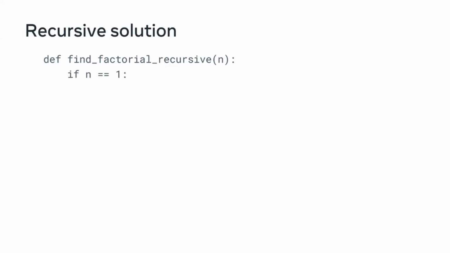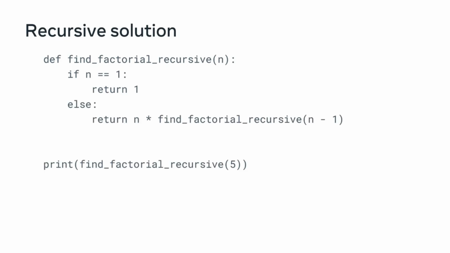Now let's explore the recursive solution to the same problem. The recursive function is simpler and more compact. The main reason for this is that you no longer need the for loop to do the iteration of the n argument. The first line of the function verifies if the number is 1 and returns 1 if true. The else condition multiplies the argument n by calling the find factorial recursive function and passing in n minus 1.